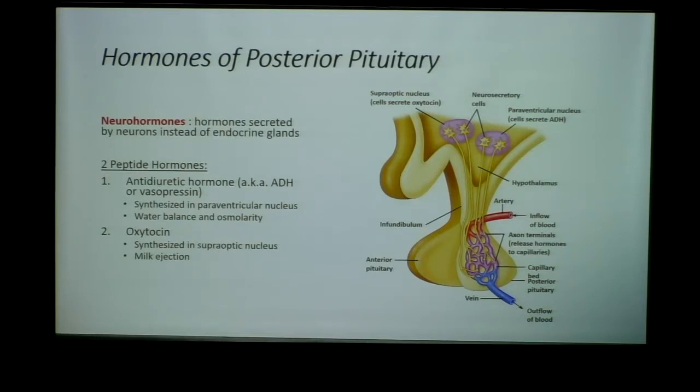There's ADH and oxytocin. ADH is also called antidiuretic hormone or vasopressin, and this is made in the paraventricular nucleus in the hypothalamus. So this is the nucleus, and we call a nucleus a cluster of these somas or a cluster of these cell bodies, and this is where ADH is made. It's made, it's stored, and released here. Okay, very, very important distinction to make.